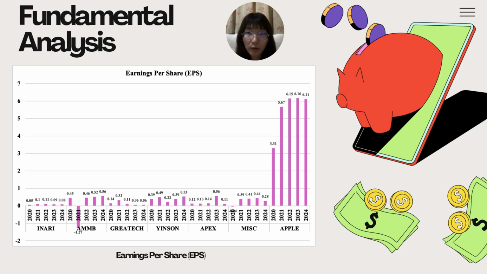Instant also performed well, with EPS steadily increasing to 0.53 ringgit in 2024, while AMMB recovered from a sharp loss in 2021, about negative 1.27 ringgit, to 0.56 ringgit by 2024. Inari, Greentech, Apex, and MISC show relatively smaller EPS, mostly below 0.5 ringgit, but remain positive and stable.